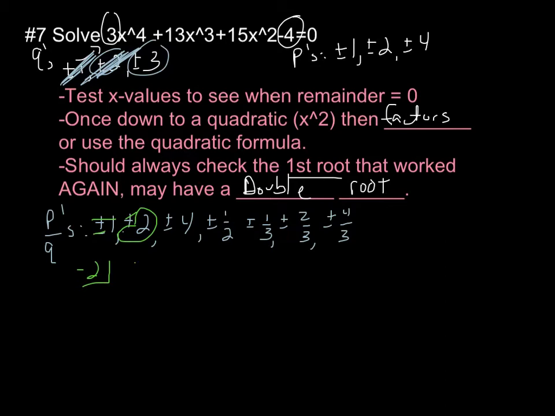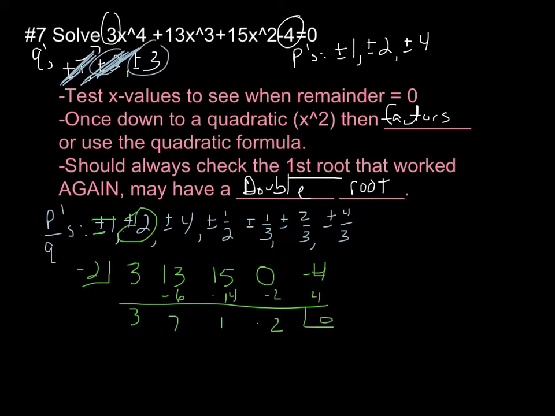All right, coefficients: 3, 13, 15, 0, don't forget him, and -4. All right, depress it. Go. See if you can beat me. -6, 7, I'm nervous, -14, 1, -2, -2, 4, and ding, ding, ding. Did I beat you? I hope I did. Whew. Okay, so we went from x to the 4th power down to x to the 3rd power.